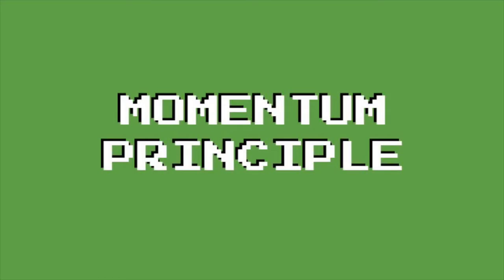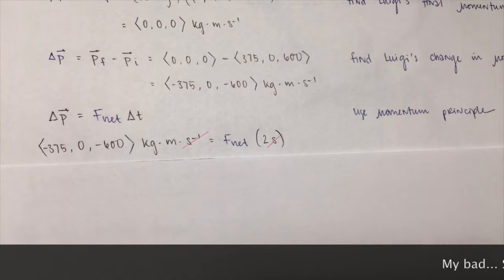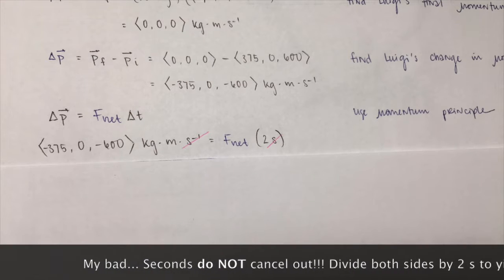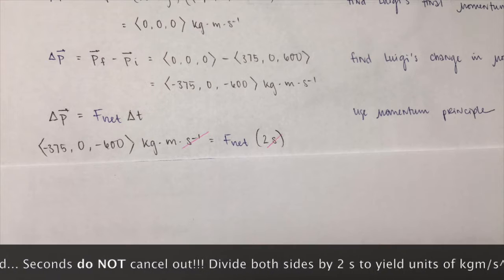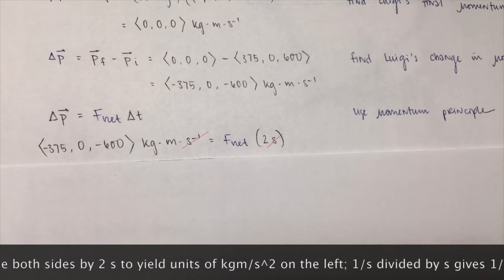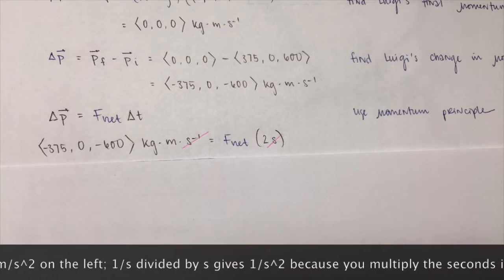Now comes the momentum principle, which is quantified by this equation here. Again, we plug in values we know or have found previously to solve for F net. We know delta P, which we just found to be negative 375, negative 600, and the change in time is 2 seconds because that is what was given to us in the problem.